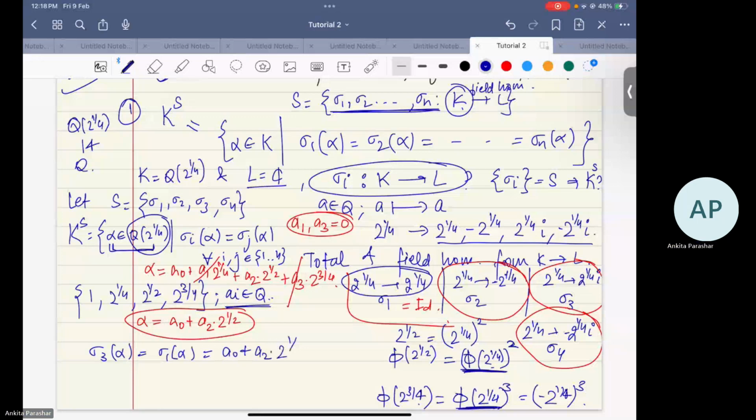Yeah, so I will read it once again. Looking at our general element, which was like this, we get that alpha in K such that sigma alpha equals sigma_j alpha. Why? Because A1, A2, A3 all are 0. But A0 is nothing but an element of Q, right? It's all A0 in Q. Therefore, the fixed field K^S is equal to Q.